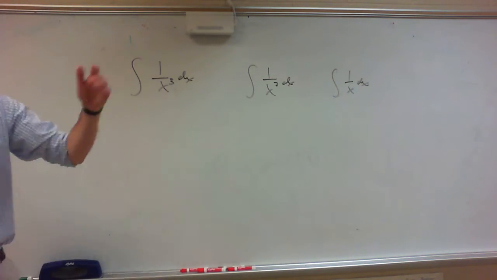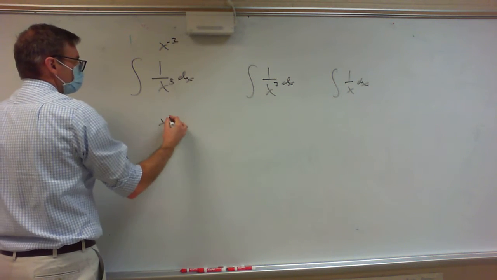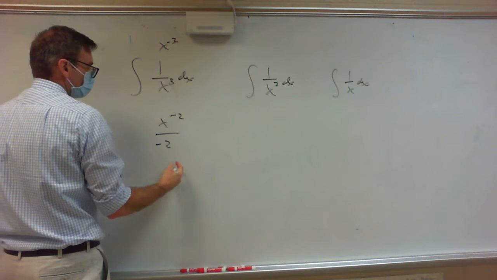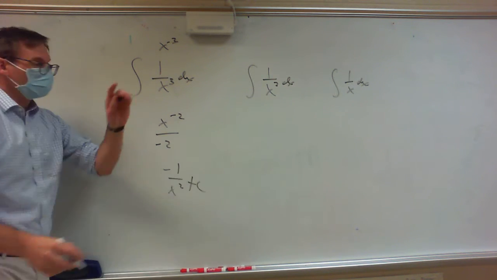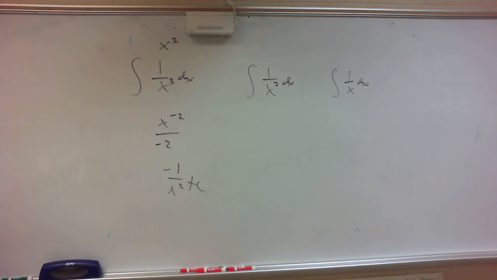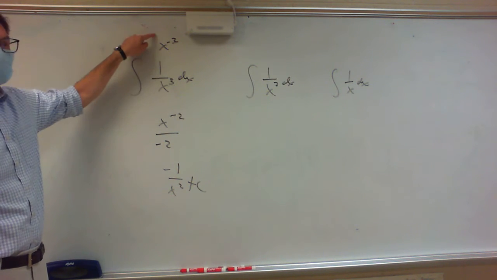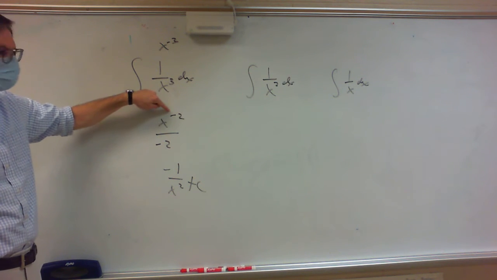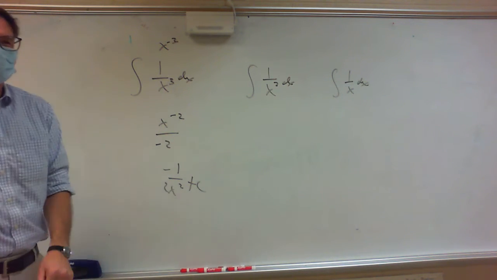So, there is no quotient rule, so I have to think of this as x to the negative 3. So that's x to the negative 2 over negative 2, which is going to give me negative 1 over x squared plus c. Everybody okay for problem 1? Because you rewrite it as x to the negative 3. When you add 1, that's going to make it negative 2, and you have to divide by whatever the exponent is. Oh, what happened to the 2? You're right. Thank you.